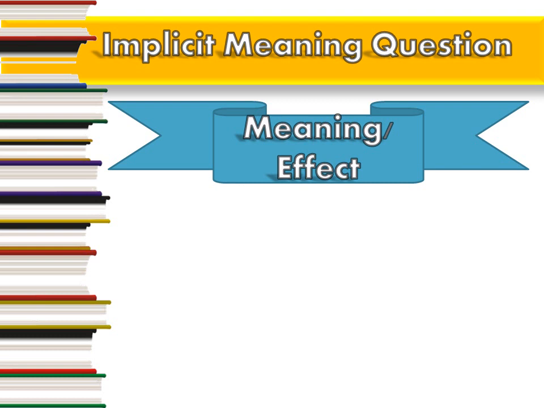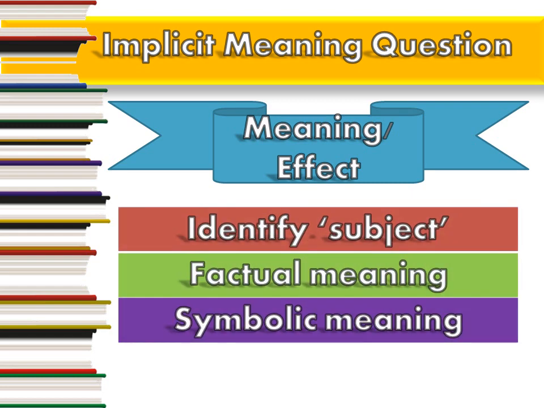This is the last type of question. Here you are going to mention the meaning and effect that the writer wants to create through his words. There are 3 steps to follow. The first one, identify the subject, who is to be focused in the given phrase. Second, write the factual meaning. And the last one is to add on the symbolic meaning.